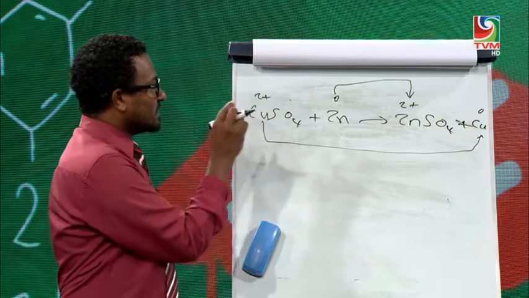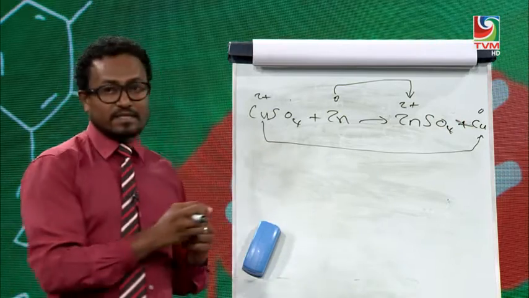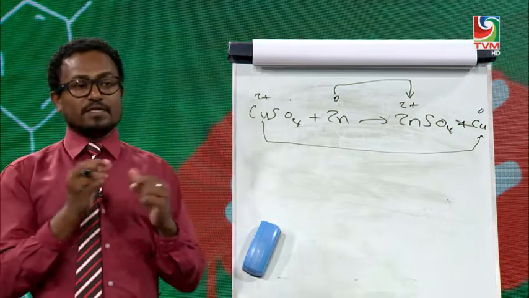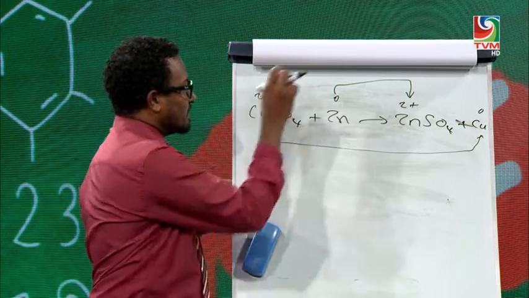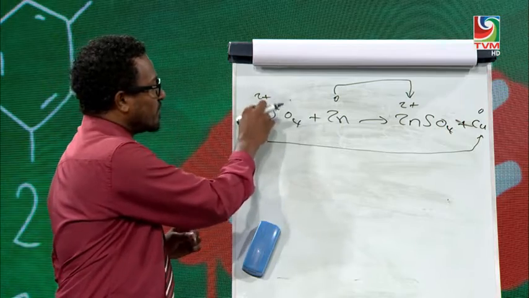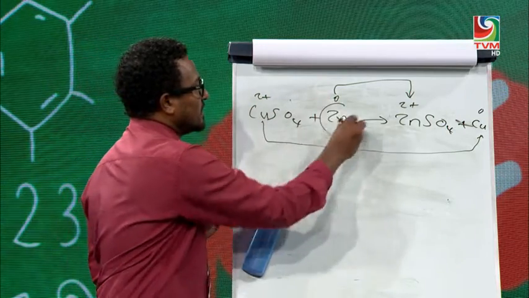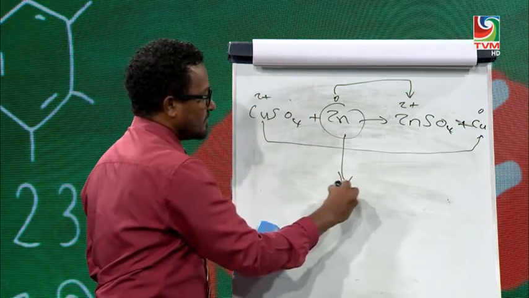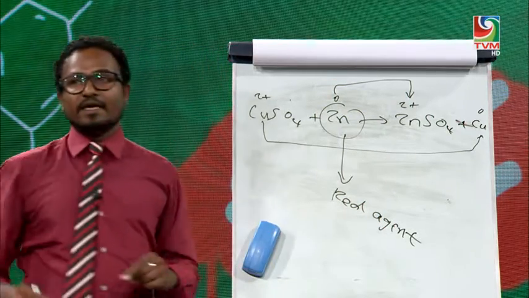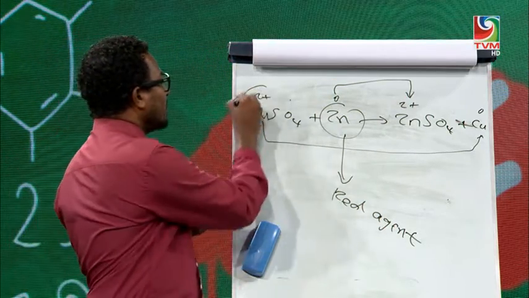So in this reaction, there is an oxidizing agent as well as a reducing agent. So what is the oxidizing agent here and what is the reducing agent? Zinc is the species which reduces copper from +2 to 0. So zinc is the reducing agent here, and copper would be the oxidizing agent.